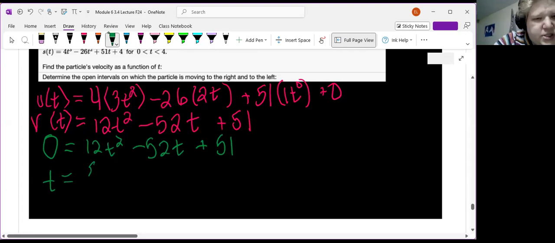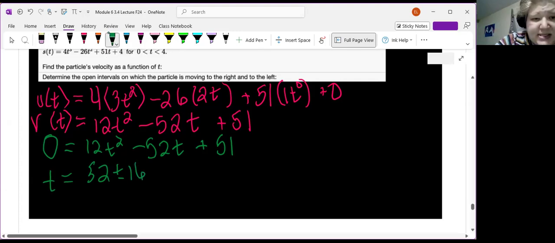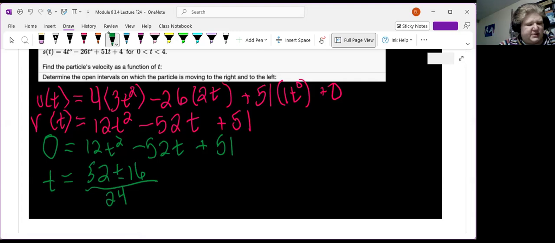I still got to write some of it though. It's just the way my brain works. 52 plus or minus the square root of 52 squared minus 4 times 12 times 51 is 256. Ooh, 256 square roots nicely. It's actually 16, all over 2 times 12 is 24. So we should still get decimals that aren't awful though.